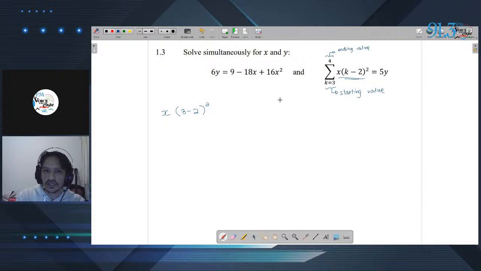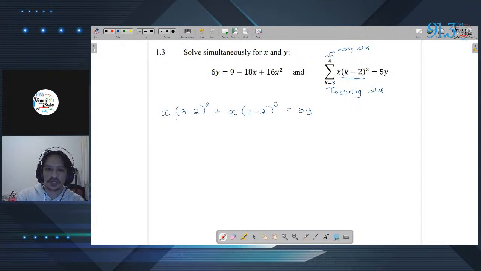Now because it's summation, we say add. And we do this again, but now we go to the next value. So if this was, say, going to 5, the next value would be 4, and then the next value would be 5. If it was going to 6, 4, 5, 6, and so on. We just repeat the process, and we keep adding with the new k value. So here we just go x bracket, k is equal to 4. So we just state 4 minus 2 to the power of 2. And this is supposed to equal 5y.